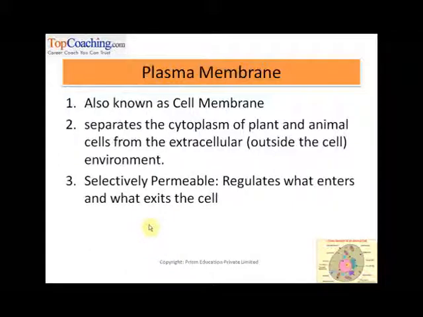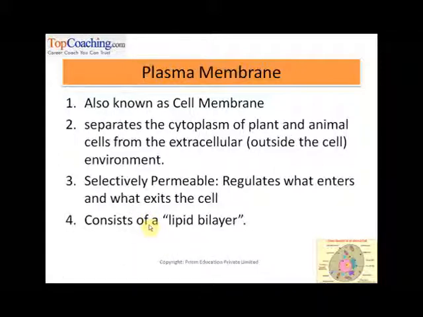What do we mean by permeable? Permeable is something which lets materials go out and get in. For example, a sponge. A sponge is very permeable. It takes in all the water you put in it, right? A plasma membrane is selectively permeable, which means it regulates what it allows to enter inside the cell and what exits the cell. Everything can't enter and everything can't exit the cell.